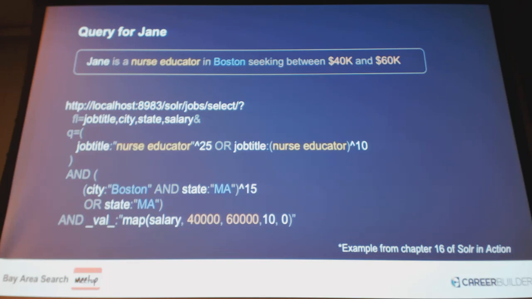And then I'm going to look in Boston, and if I can find a job in Boston for her, I'm going to give it a high boost. But really, if it's in Massachusetts somewhere, she might be willing to relocate or move, so I'm going to include those as well. So I might get nearby places. And then she really wants to be between $40,000 and $60,000 for her salary, so let me set that into the range, and then boost results higher that match that part of the query as well.